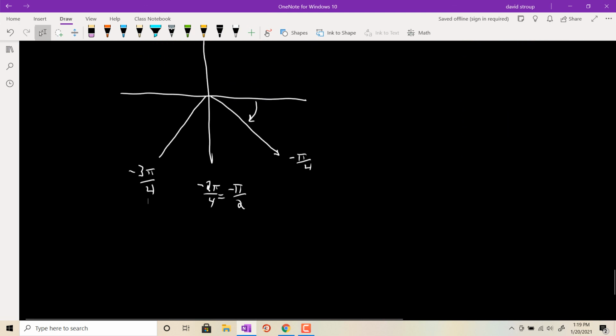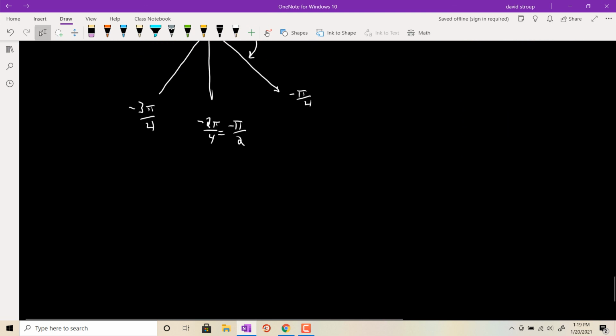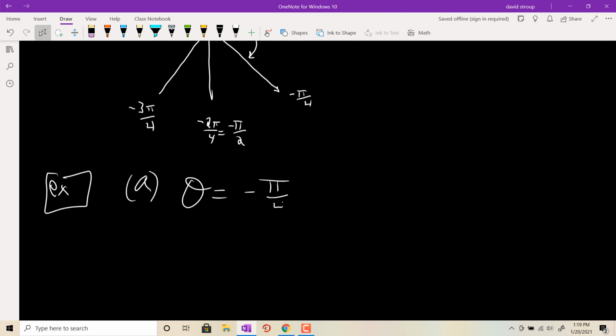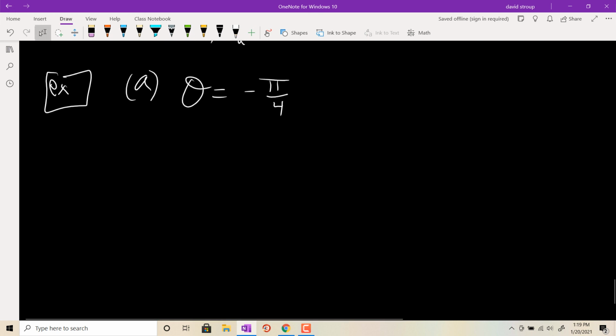Okay, let's look at some examples from the book where they ask you to plot some of these angles. So part A, plot theta is negative pi over 4. Again, you can think in terms of revolutions if you wish. You could think of, okay, what times 2 pi ends up giving you negative pi over 4. And you just solve for x. So multiply both sides by 1 over 2 pi.